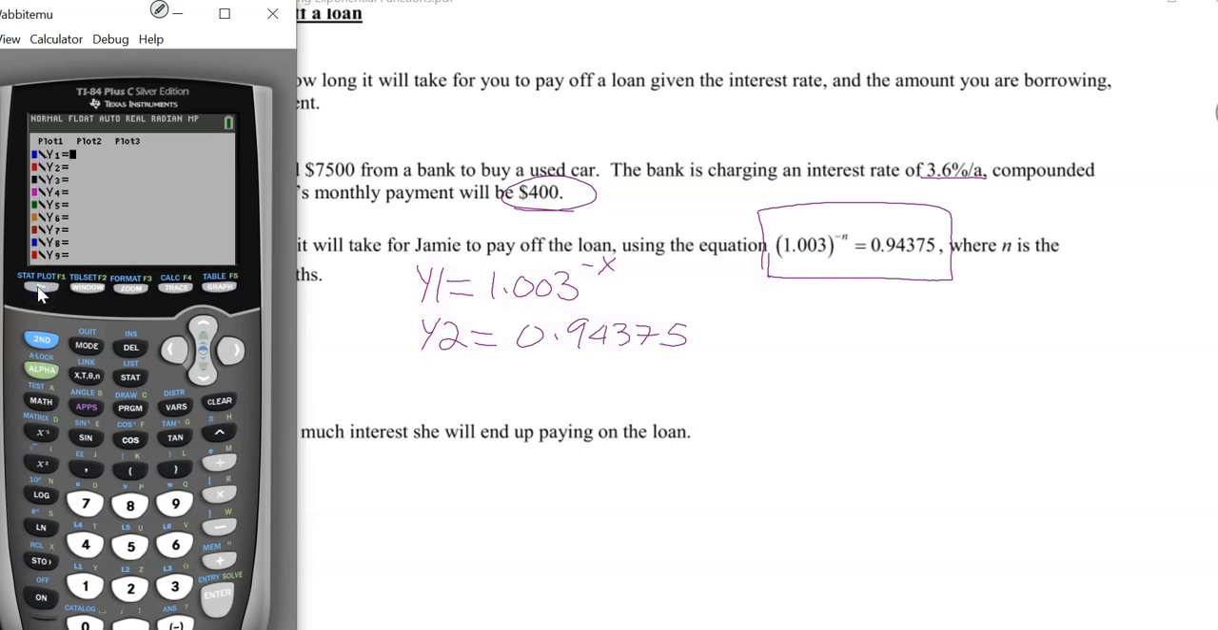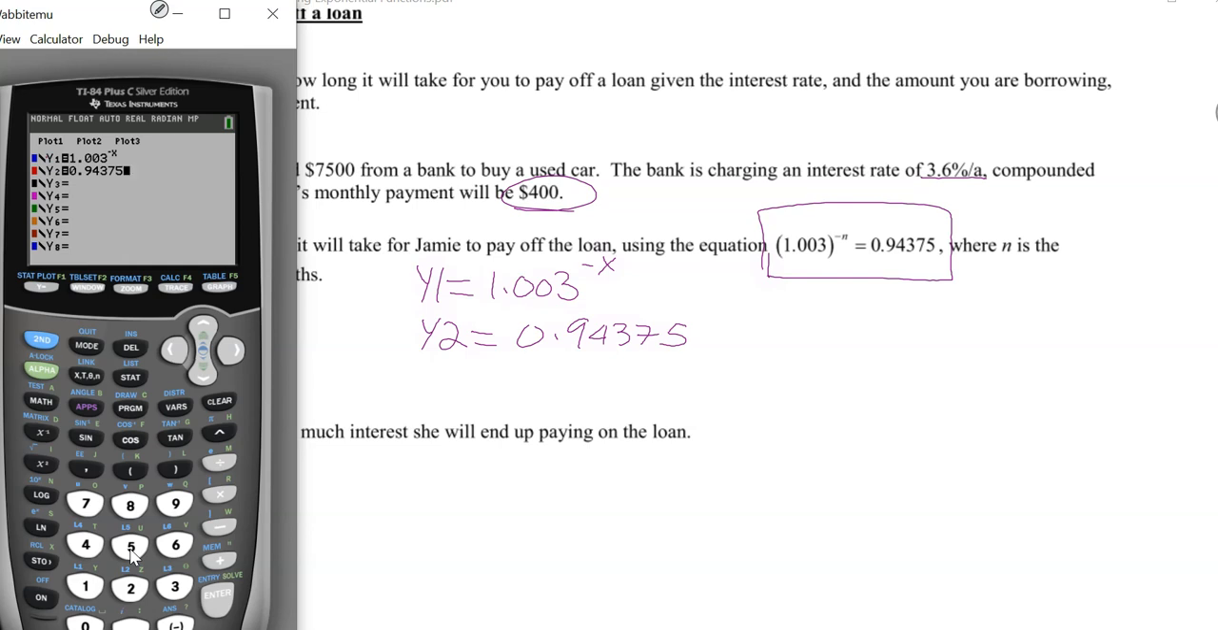We go to y equals, put in 1.003 to the power of, okay, older calculator, you're going to go bracket negative x. Okay, so negative x. Newer calculator, if it's up there, you can just put in the negative x. Okay, and y2 is 0.94375. Now, let's just kind of figure out how long should this take to pay off, right? So $7,500, let's call it $8,000, and you're paying $400 a month. That would take about 20 months, right?